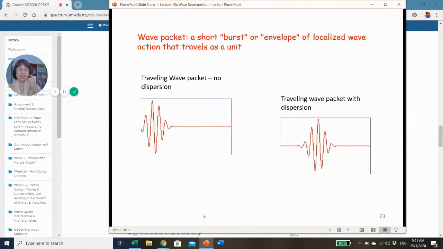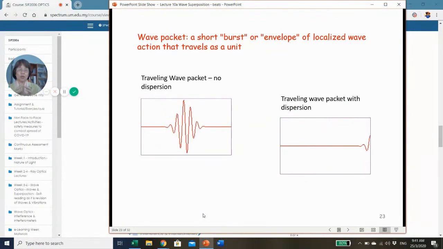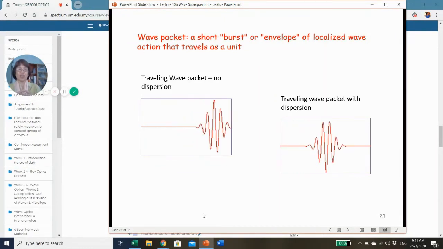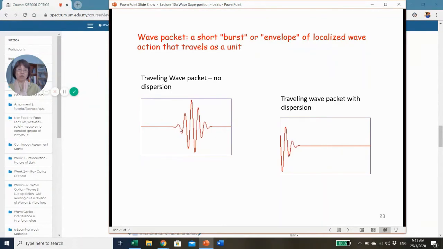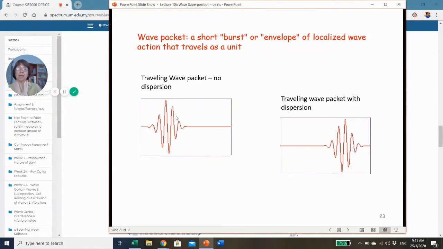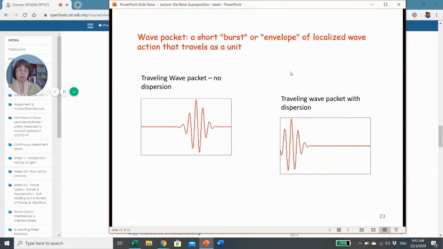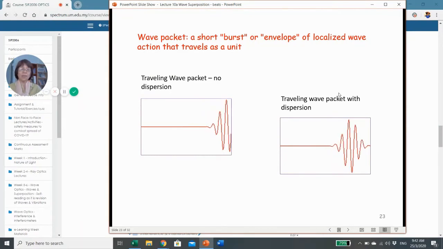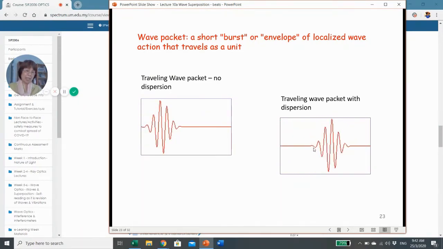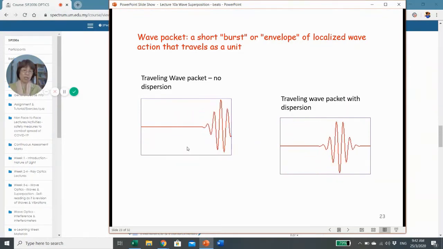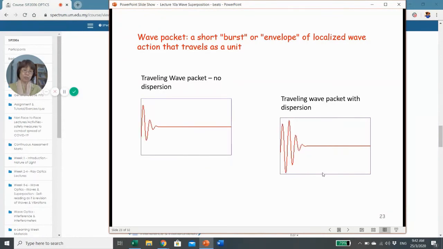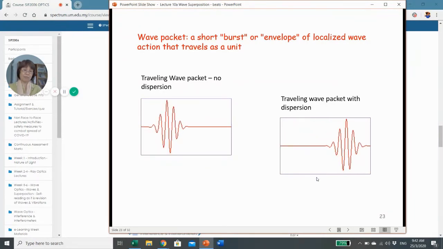What is a wave packet? It is a short burst or an envelope of localized wave action that travels as a unit. Now, in a medium with no dispersion, the wave packet will travel as a whole with no variation in the oscillation. But if there is dispersion in the medium, then you see the traveling wave packet, the oscillation is actually changing. Can you see the difference between the left and right diagram? Right?